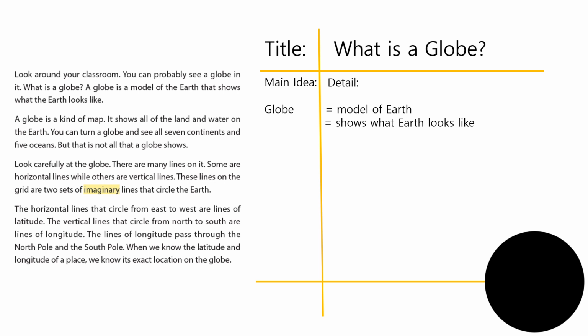그럼 여기에서 중요한 건 뭘까요? A globe는 kind of map. 이건 벌써 알고 있는 내용이죠. 그죠? 그러면 we're gonna move on. It shows all of the land and water on the earth. Okay, that makes sense. You can turn a globe and see all the 7 continents and 5 oceans. 5 oceans는 알 것 같은데, what is the 7th continent? Does anyone here know? Continent means 대륙. How many continents are there in our world? There are 7.